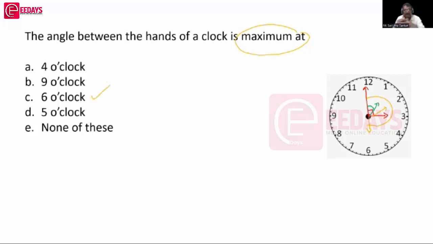Answer is 6 o'clock. Here, when is the angle between the two hands maximum? It is maximum only when they are in an exact straight line. When do we get a straight line? That is 6 o'clock. So the answer is 6 o'clock. Right.